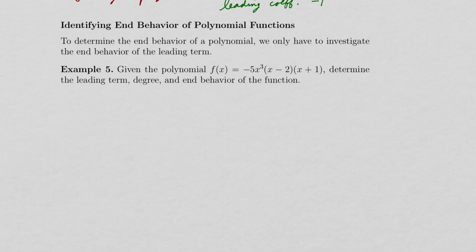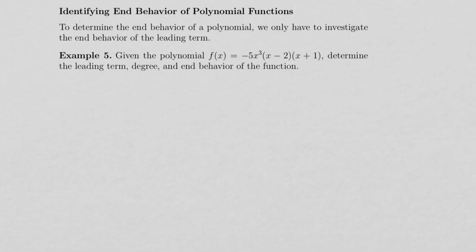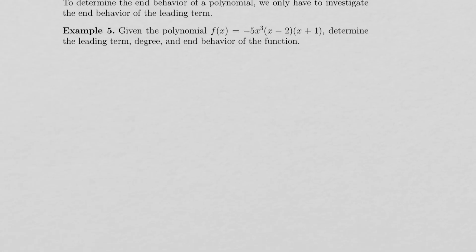All right, so that means we have to be able to figure out what the leading term is. So let's say this is a polynomial that's given. Determine the leading term, degree, and the end behavior. So we could just expand this out, right? I'll expand them all the way out, but we're going to find there's easier ways if we're just interested in the leading term. But for now, let's just do the whole thing out.